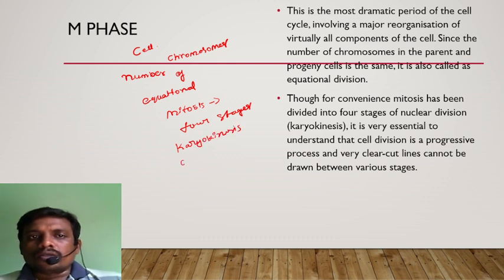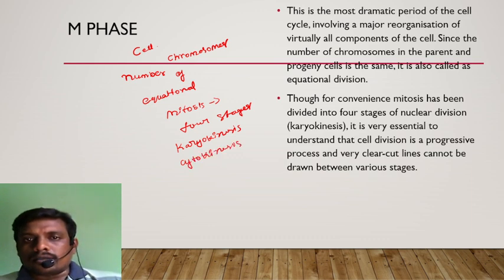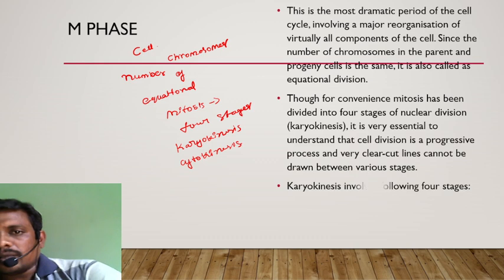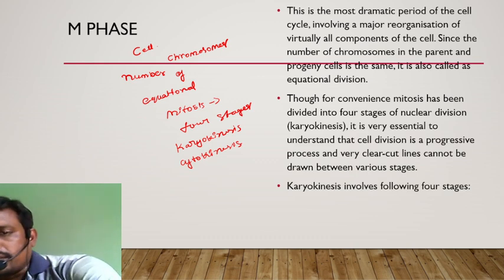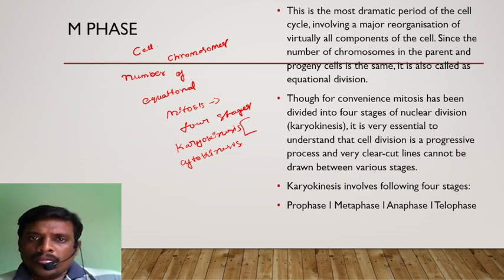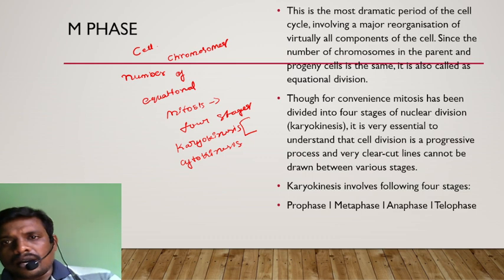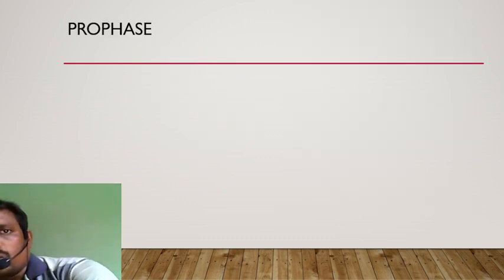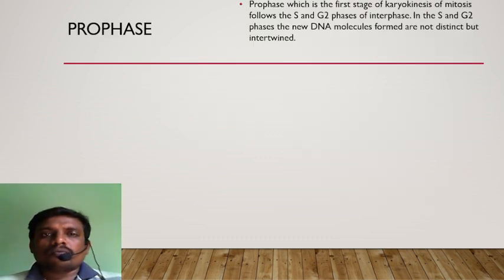Division of cytoplasm is called cytokinesis. Here, karyokinesis involves 4 major stages: first one is prophase, then metaphase, anaphase and telophase. Now, what is prophase? Let us see.